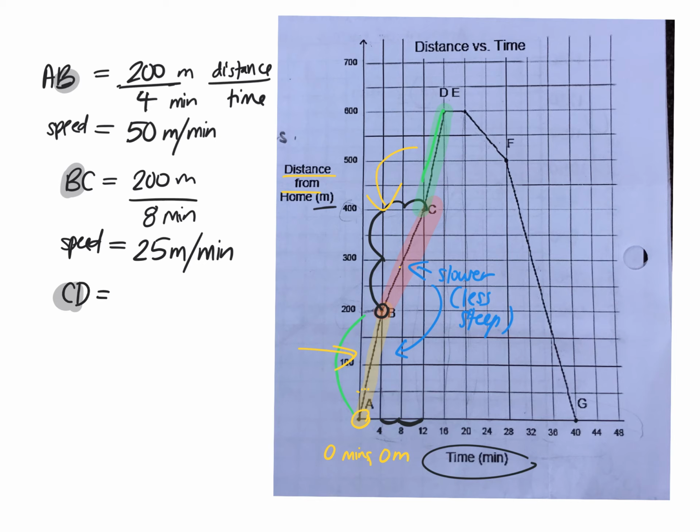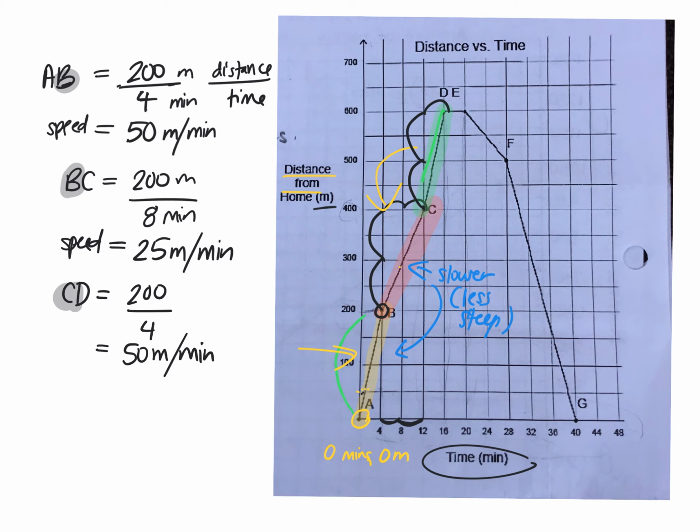So from C to D, 200 in how many minutes? 4 minutes. In 4 minutes again. So he's actually going the same speed as AB. So he's traveling 50 meters per minute.